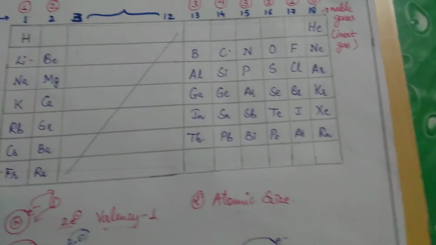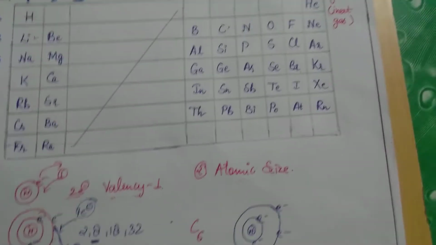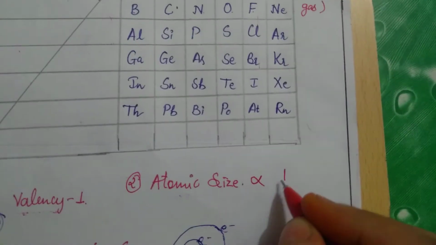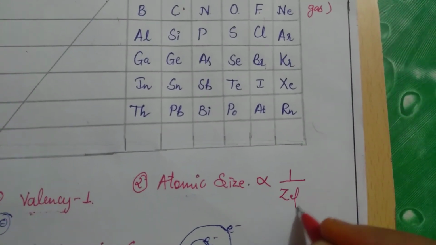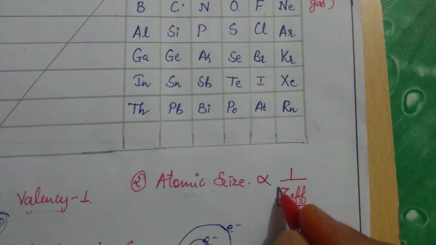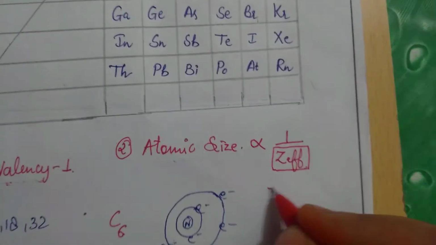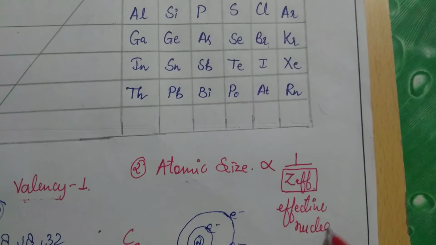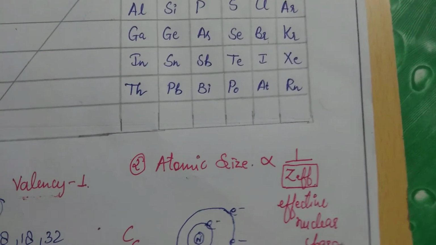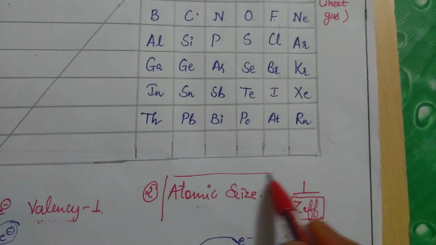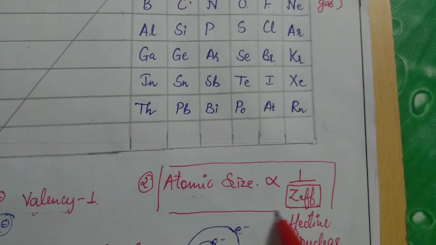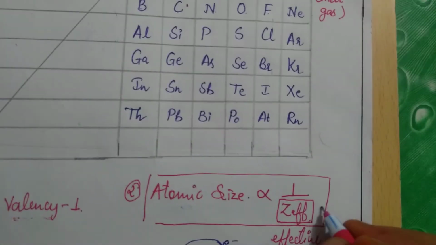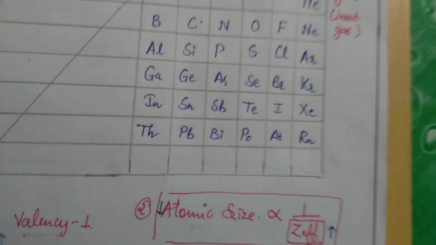The number of orbits is also the same, so we come to a relation that atomic size is inversely proportional to Z effective. Now you must be having a doubt: what is this Z effective? It is called effective nuclear charge. So keep this relation carefully in your mind, that atomic radius is inversely proportional to Z effective. It means if Z effective increases, atomic radius decreases, and vice versa.